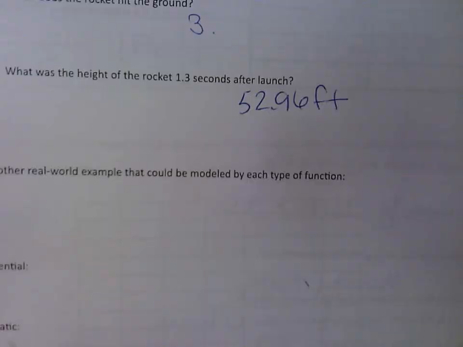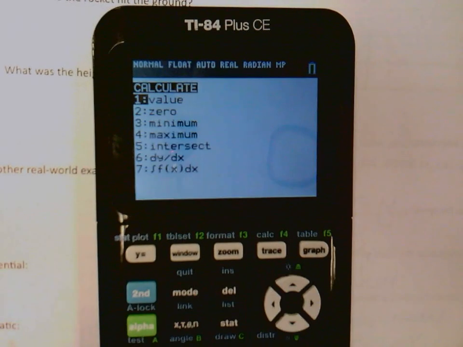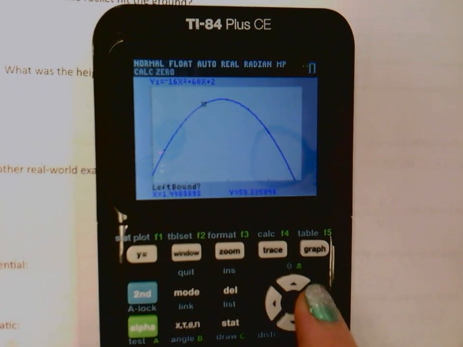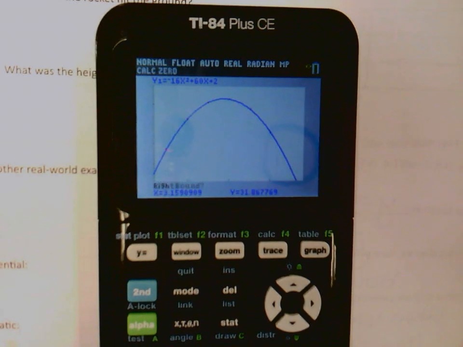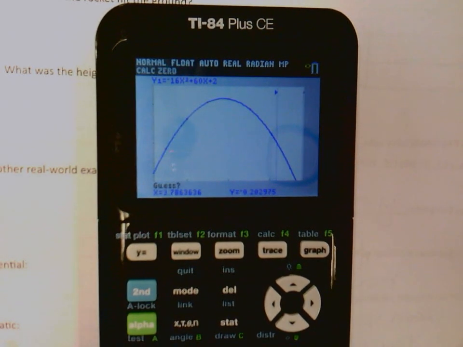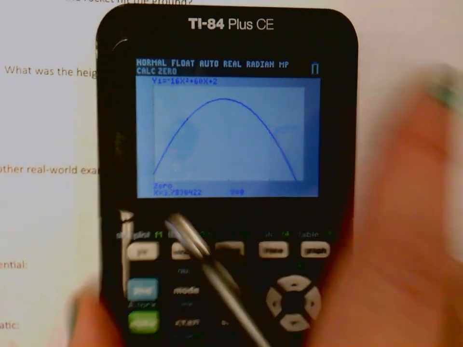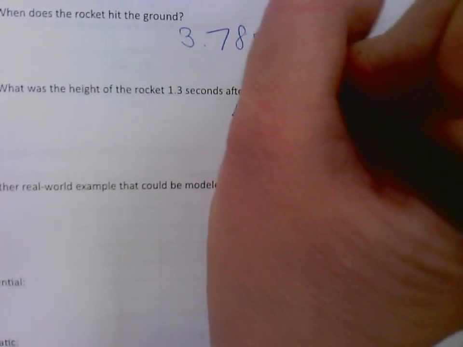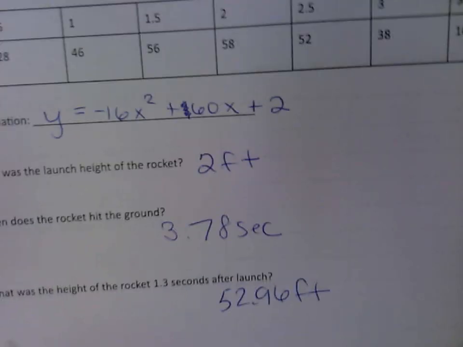And we hit the ground after 3 point something seconds, right? We did second calculate 0, and then we went all the way over on the graph. What was it? Was it 3.56? What did we say it was when it hit the ground? I forgot to write it down. 3.78. Yeah, 3.78 seconds. All right, so that's how to use a table and a calculator.